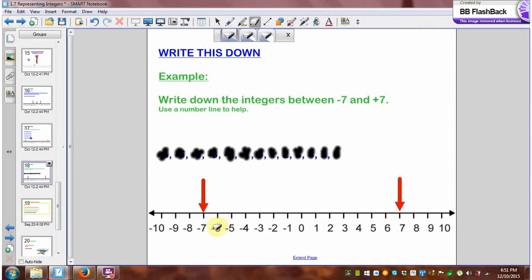So let's write them out. Negative 6 is here. This is in between negative 7 and 7. Negative 6, negative 5, negative 4, negative 3, negative 2, negative 1, 0. Make sure you get 0 in there too. And then 1, 2, 3, 4, 5, and 6 here. So these are all the integers between negative 7 and 7. So all you have to do is mark off the two numbers given, and then follow your number line down. List them all off.